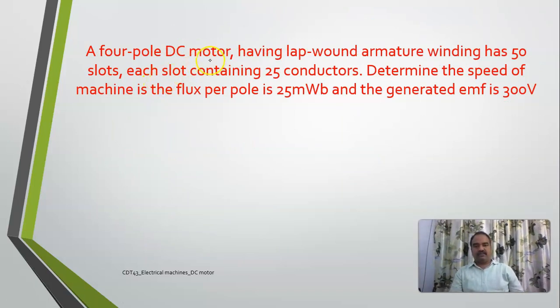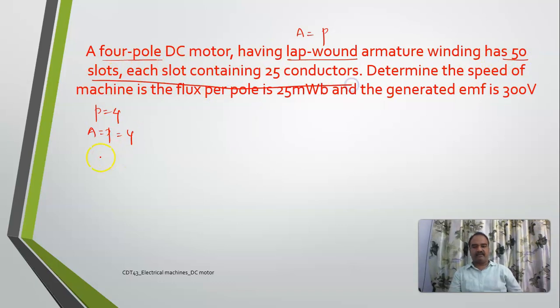Okay, so now, next one. A 4-pole DC motor having lap wound armature winding. See what they are giving us? A 4-pole DC machine, P is equal to 4. Lap wound, which means A is equal to P, so A is equal to 4. It is having 50 slots, each slot containing 25 conductors. So what is the total number of conductors? 50 slots, each one containing 25 conductors. So how much is it? 1250.